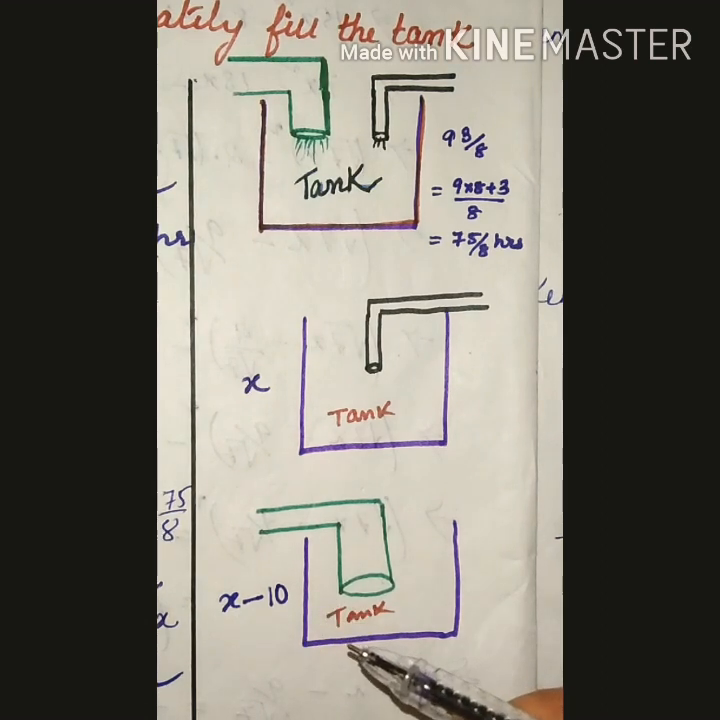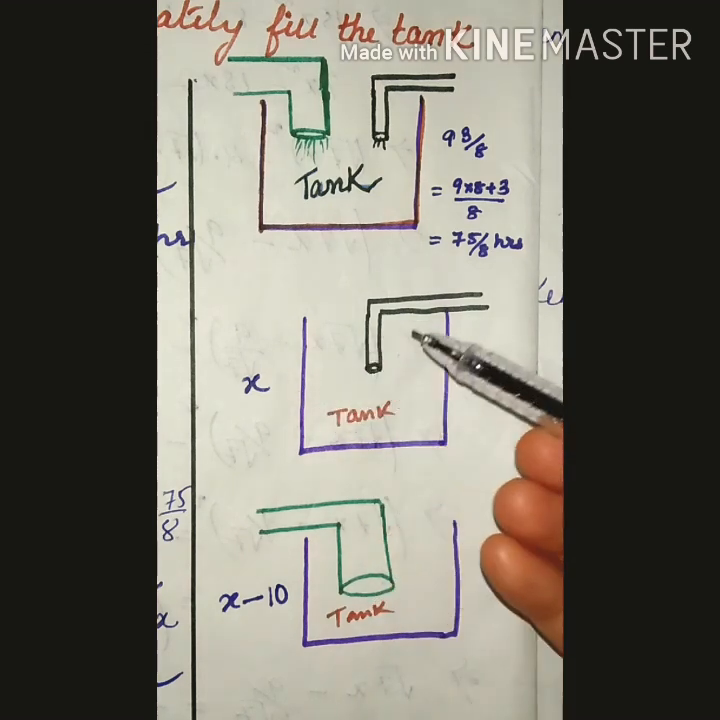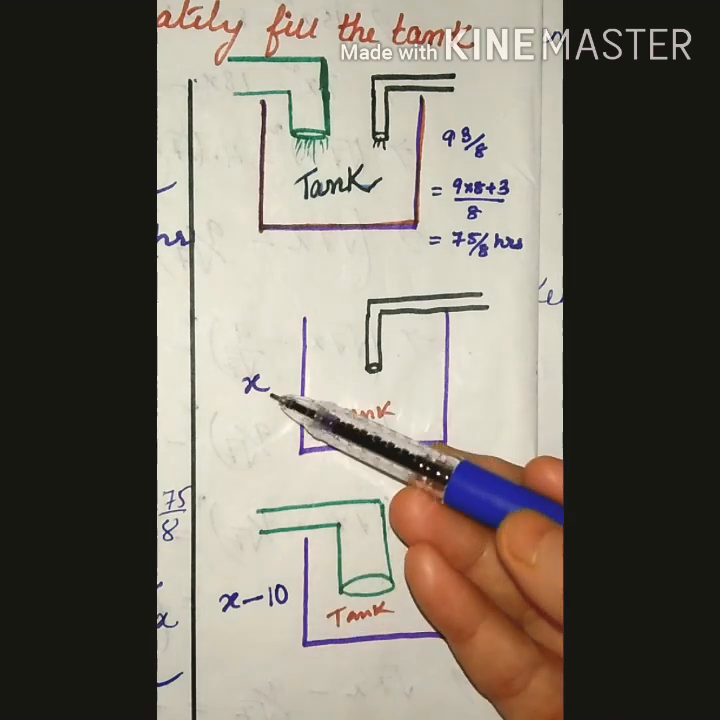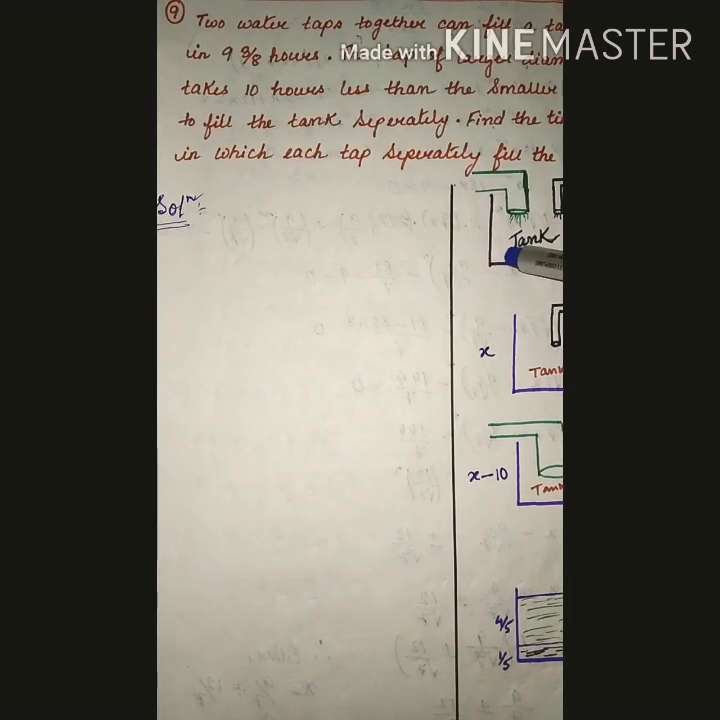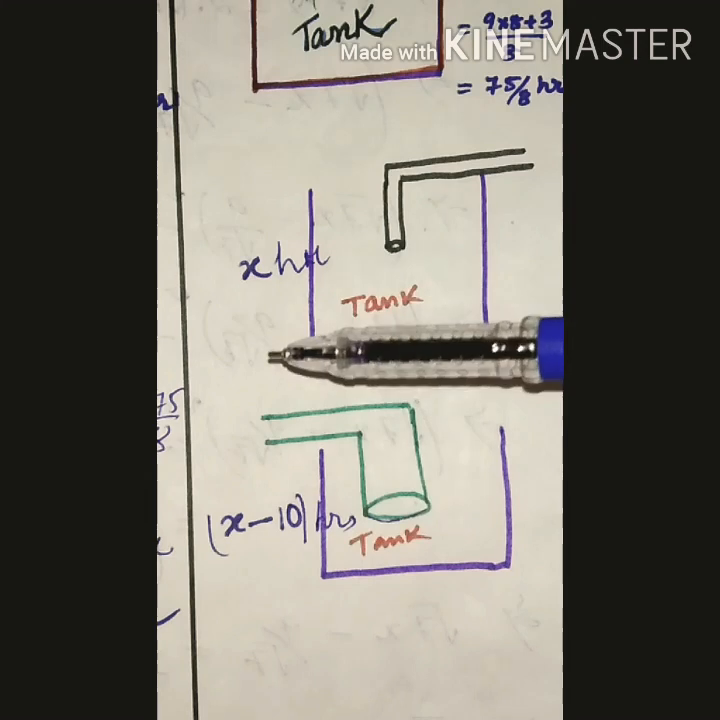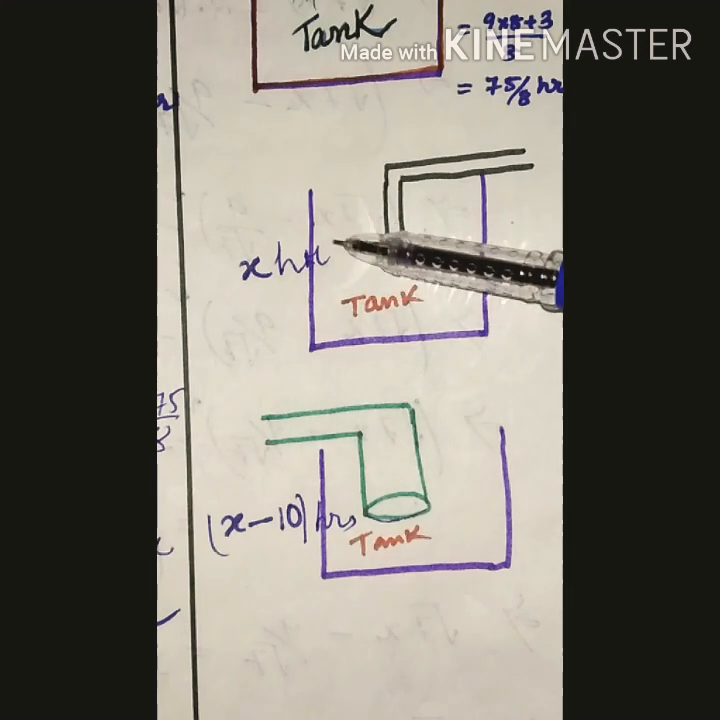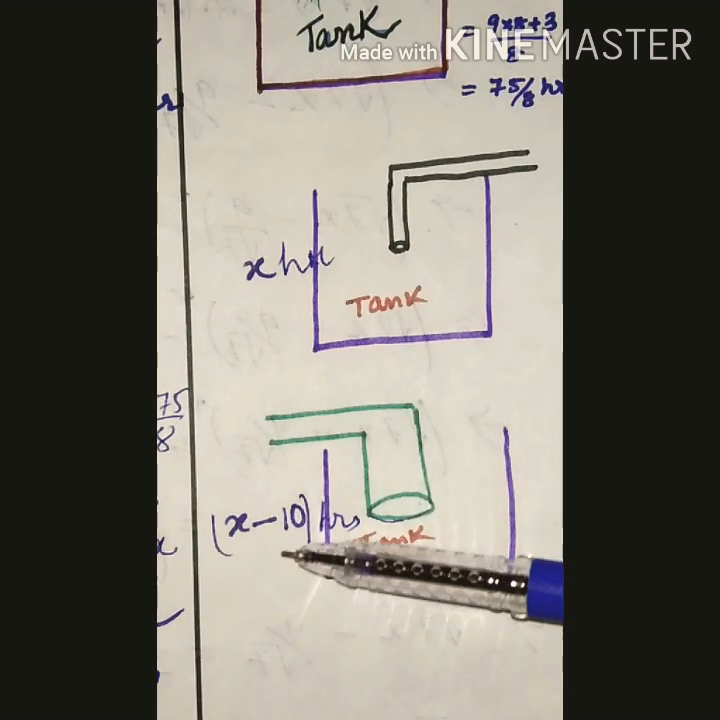Then the larger one will take X minus 10. Why? Because we know that speed and time are inversely proportional. If the speed is more, then it will take less time, and if the speed is less, it will take more time. So if it is X, it will be X minus 10 according to the question. If it takes suppose 15 hours, then it will take 15 minus 10, 5 hours to fill up the tank. Then you write down, in case 1, let the time taken by the smaller pipe be X hours, and in case 2, let the time taken by the larger pipe be X minus 10 hours.